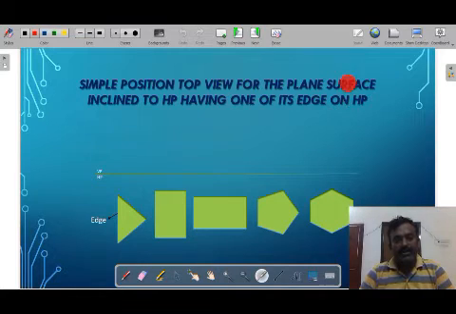When the surface is inclined to HP, draw the top view first. This slide gives the top view for different laminas when the surface is inclined to the HP. The surface is inclined to the HP, so you draw the top view first. Then look at the resting condition. Here it is resting on the edge, so keep the edge on the left hand side, in such a way that if we extend a line from the edge, this line should be perpendicular to the VP.